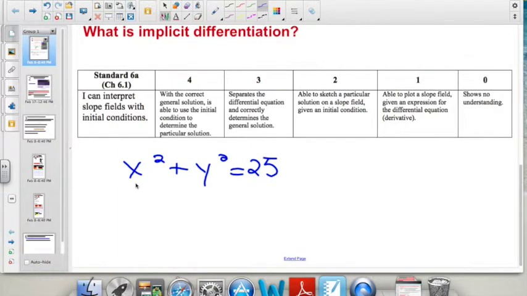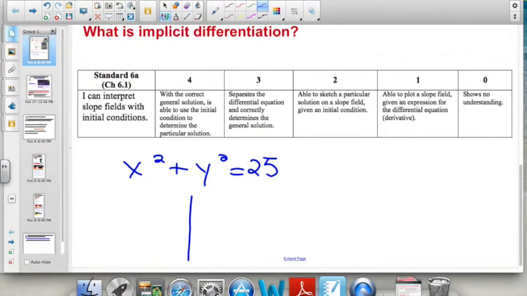There we go. So this is an equation of a circle with center at the origin. Back when we were doing derivatives, we could solve for y in this case, couldn't we? And then, is this a function? Okay, yeah, it's not a function, right? How do we know circles are not functions? Right, it doesn't pass the vertical line test, exactly.